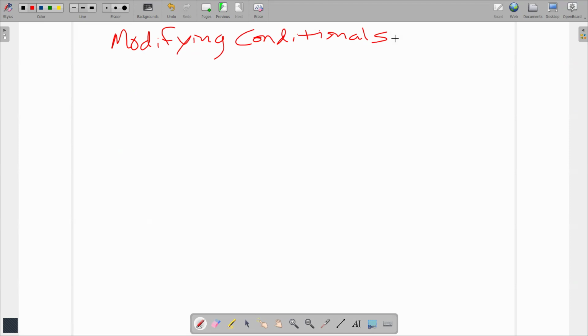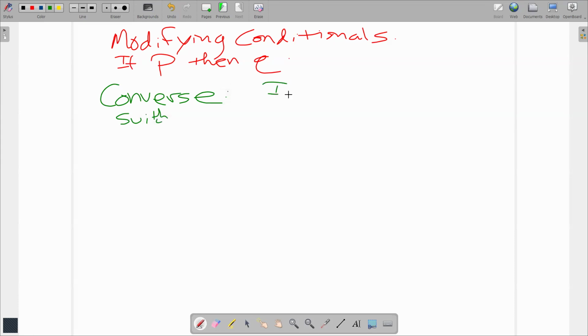So there's three ways we can modify a conditional. A conditional is something like if P then Q. And we'll put another statement in there to play with in a minute. So that's my original statement. I could do the converse of that. And converse just means switch. So the converse would be if Q, then P.